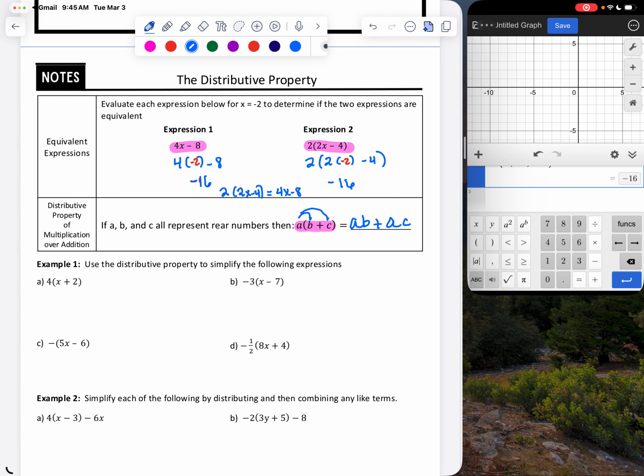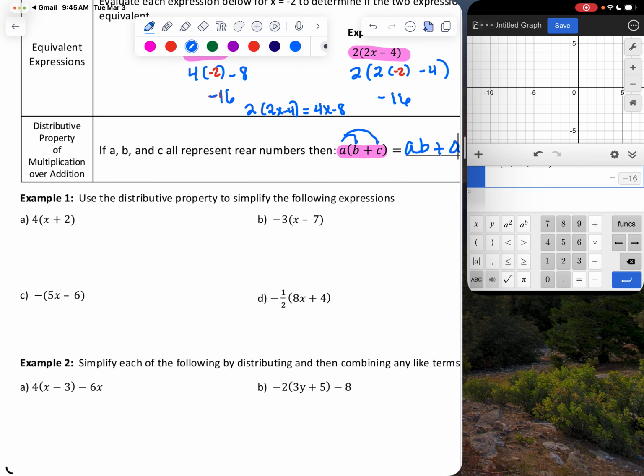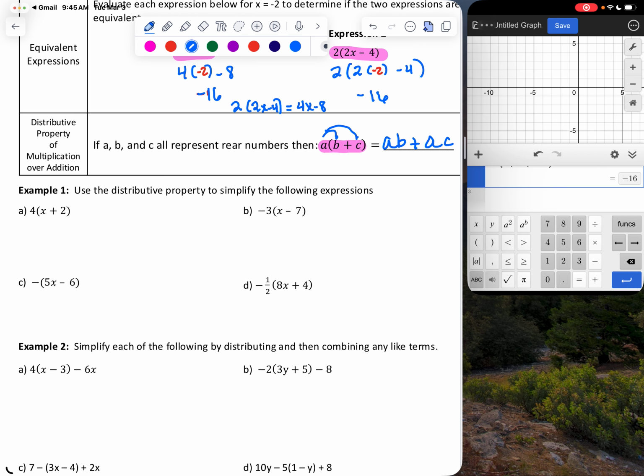Now, let's look at the distributive property with some fairly easy examples, something you might have seen in previous courses. So, in example 1, it says use the distributive property to simplify the following expressions. So in problem A, we have 4 times the quantity x plus 2. So we'll multiply everything in our parenthesis by 4. So 4 times x gives me 4x, and 4 times positive 2 gives me positive 8. So I'll write down 4x plus 8. These two expressions are equivalent to each other, but the second one is written in simplified form.